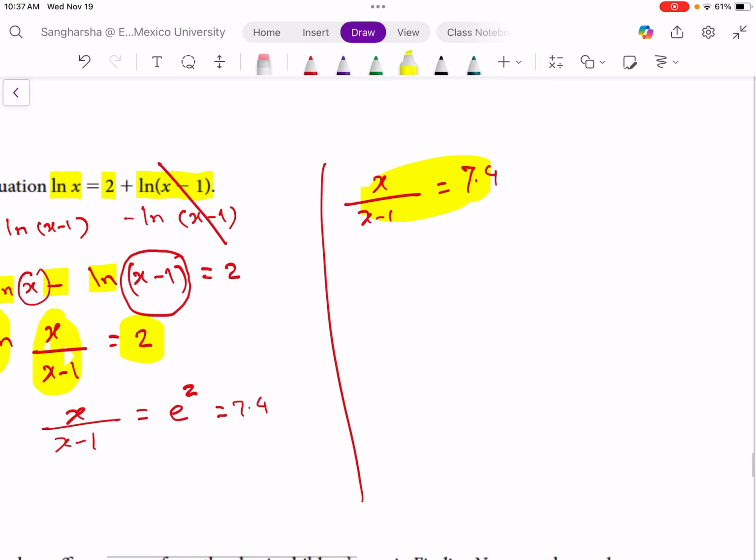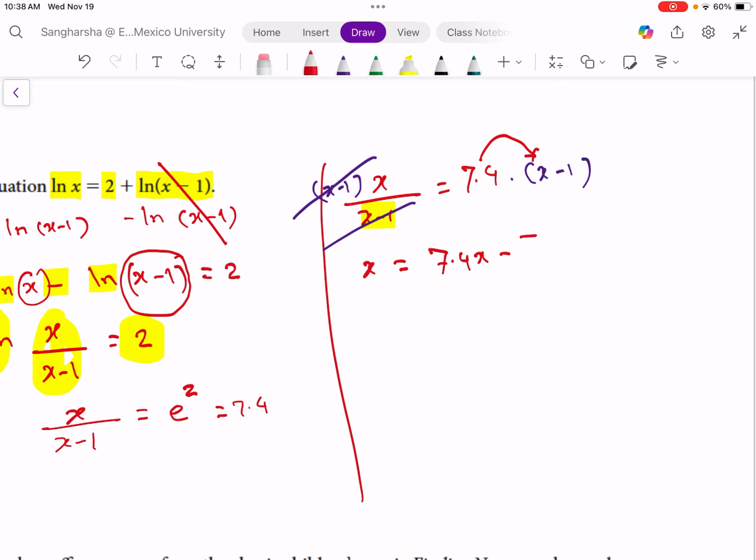Now here we have a rational equation. So we are solving a rational equation. To solve it, we have to get rid of the denominator. To get rid of the denominator x minus 1, we multiply both sides by x minus 1. So this x minus 1 cancels. We have x equals, and we can distribute: 7.4x minus 7.4 times 1, 7.4.